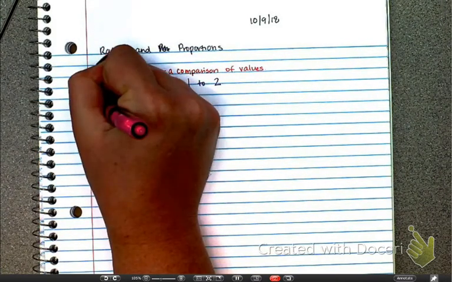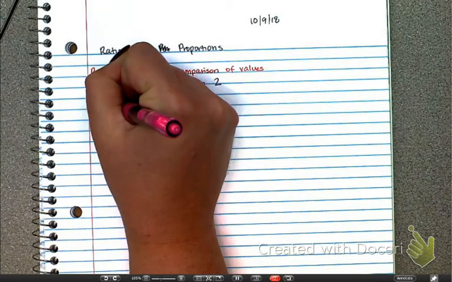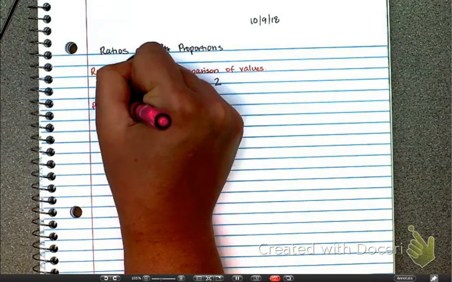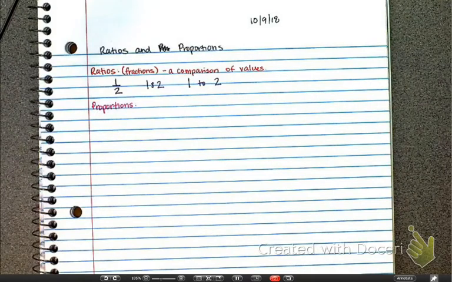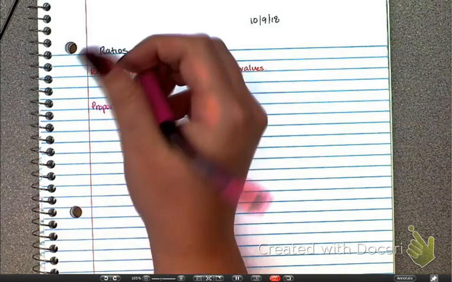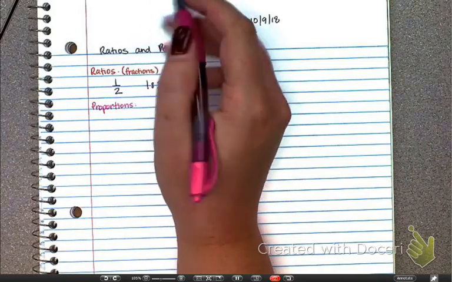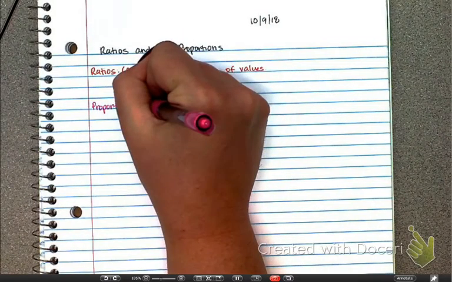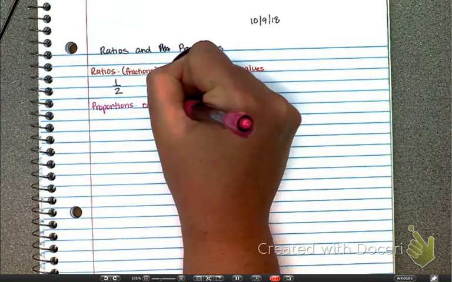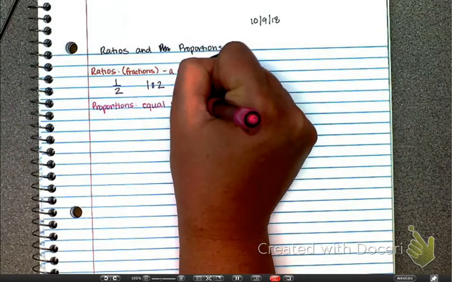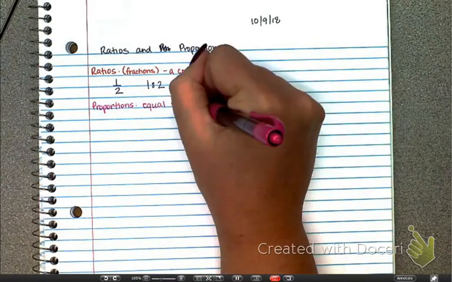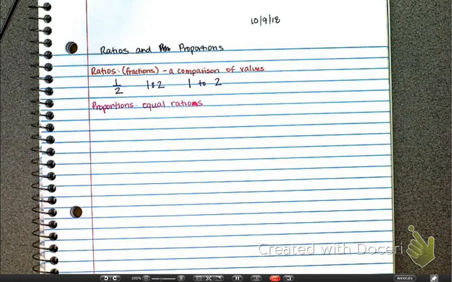Proportions. Anyone have an idea what a proportion is? The chunk out of the whole. A piece of it. Oh, I see where you're going with that. Okay. So proportions are just equal ratios. Why do I keep adding an N? Try that again. It's just ratios. There's no N there. Okay, equal ratios.